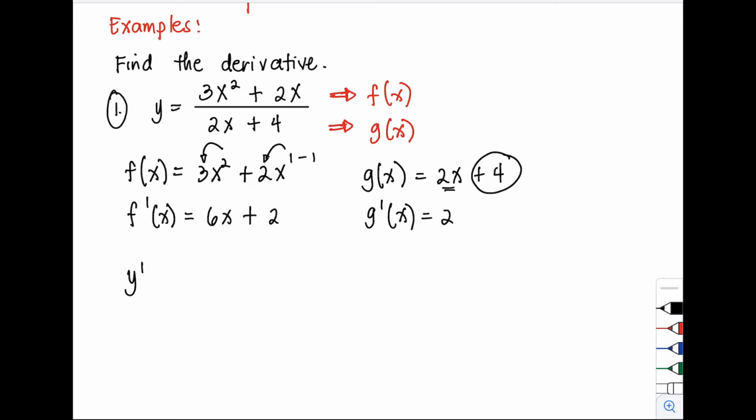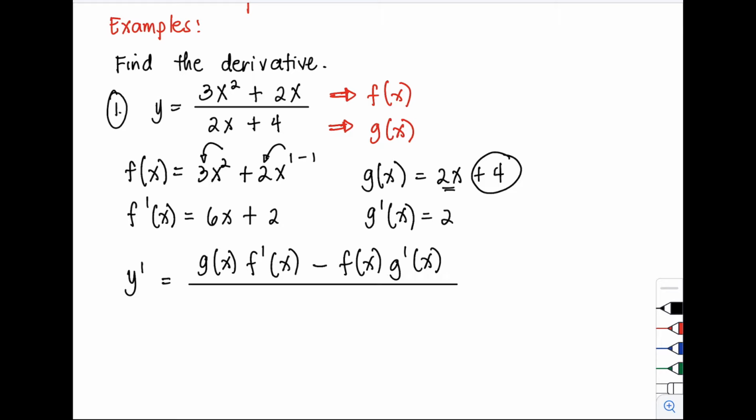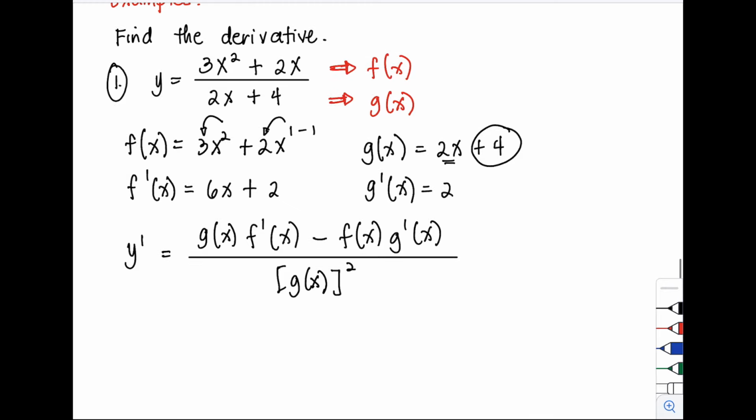Okay, so using the formula, we have g of x times f prime of x minus, we have f of x times g prime of x all over g of x square. Okay, so to find our derivative guys, ang gagawin nyo lang, isa-substitute natin yung ating mga functions dito sa ating formula. So, we have y prime equals g of x. So, that is 2x plus 4.